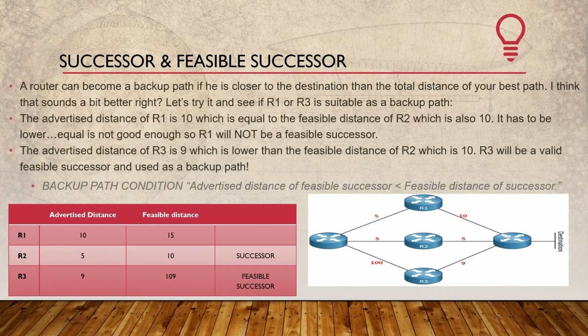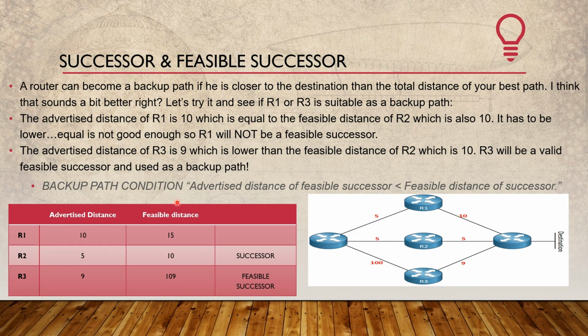Now let us calculate the feasible successor. A router can become a backup path if it is closer to the destination than the total distance of your best path. I think that sounds good, right? But here let's see whether R1 or R3 is a suitable backup path. As per the scenario, the second least path should come as the backup path. But in the EIGRP case, that will not be applicable.